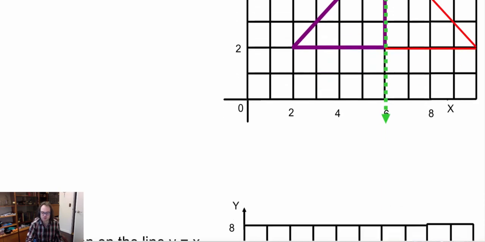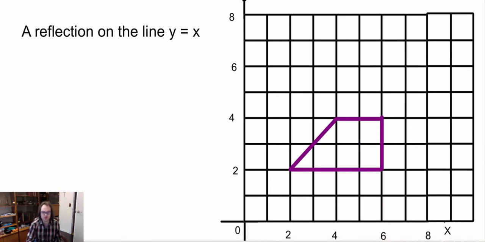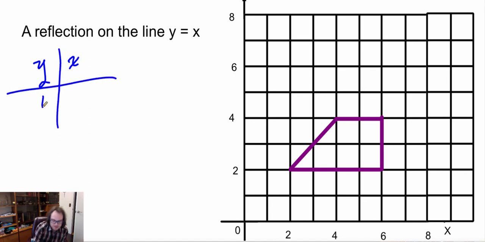Okay, let's try my next one. My next one says a reflection on the line y is equal to x. So let's make my first line here where y is equal to x. So let's make a table to help us solve this. We're going to have y and x. So when y is equal to 1, x is equal to 1. When y is equal to 2, x must be equal to 2.